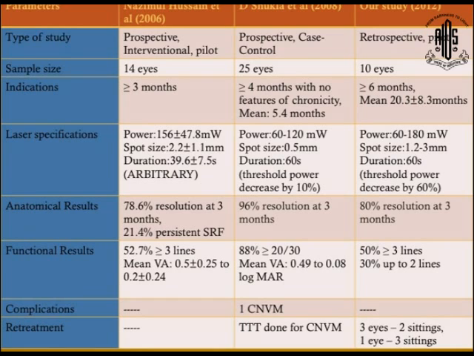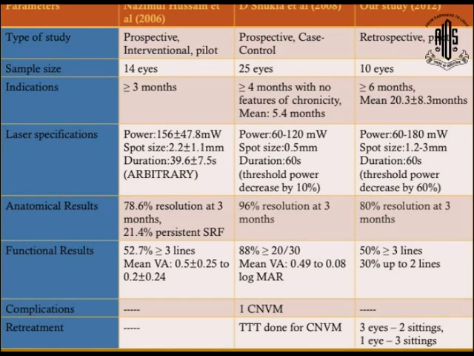Again, regarding power used, Nasmulisan et al. chose everything arbitrarily. There was no fixed protocol for the power, the spot size or the duration. Whereas D. Shukla et al. used power 260 to 120, a uniform spot size of 0.5 millimeter with a duration of 60 seconds. However, they reduced the threshold power by only 10%. As per our knowledge, I think that is very risky for the macula. We used a reduction of almost 60% of the threshold power, so we were in the safe zone for treating those macular leaks.